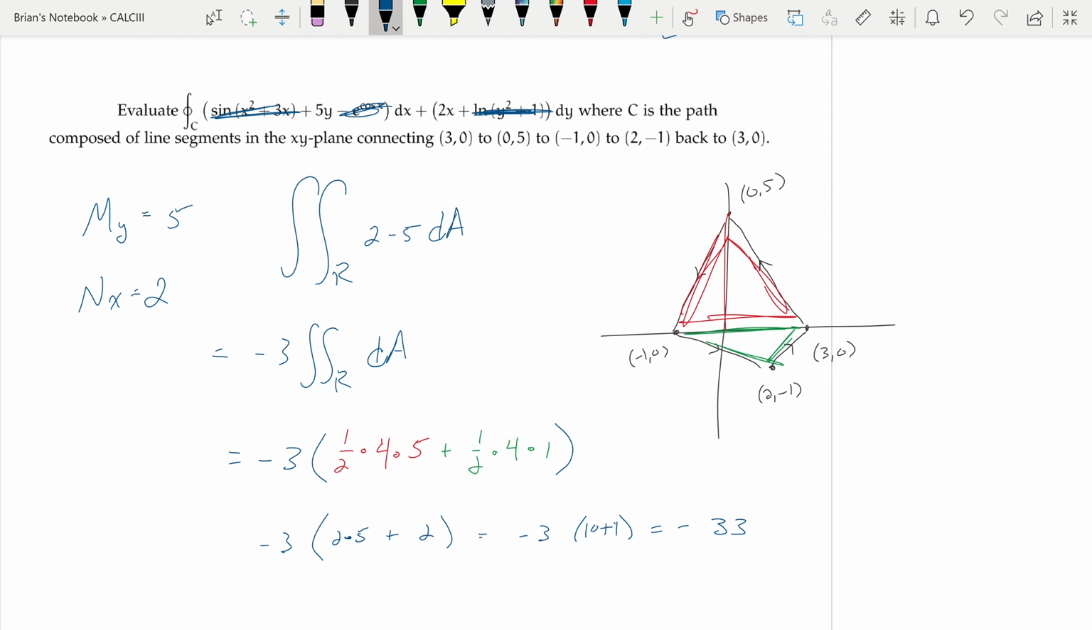Did I make a mistake there? Oh, this should be plus, yeah, so it should be negative 36. Awesome. Is the 1 negative 1? Yes, that's a great question. It is not negative 1 because we're just finding the area of the triangle. So we're just looking for the height of it, which would be technically 1.